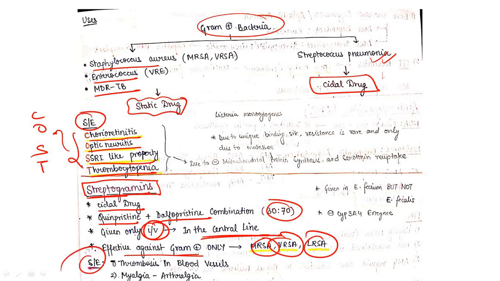What are the side effects associated with the streptogramins? It can cause thrombus formation in blood vessels, myalgia and arthralgia. So just remember, quinupristin and dalfopristin can be used for gram positive only, and side effects such as thrombus in blood vessels, myalgia and arthralgia are associated with streptogramins. When you talk about the pharmacokinetics of this drug, it is an inhibitor of the CYP3A4 enzyme. It is given in E. faecium cases but not in E. faecalis. Just remember this.